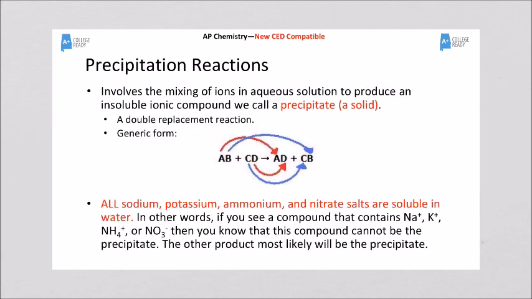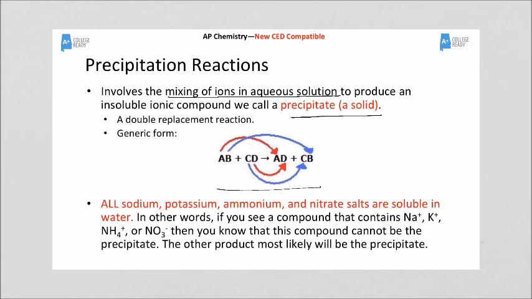Okay, for precipitation reactions, it really is what it sounds like. If you've heard the term precipitation, you know that's when we end up with a precipitate as a product, which is a solid. The solid is formed from the mixing of aqueous solutions. They're dissolved ions that, when they come in contact with each other, form this solid. This is a double replacement reaction, so you probably learned this generic form in your first year class.